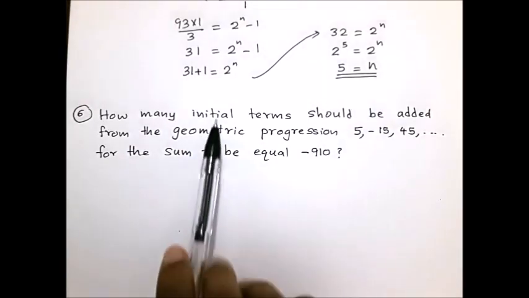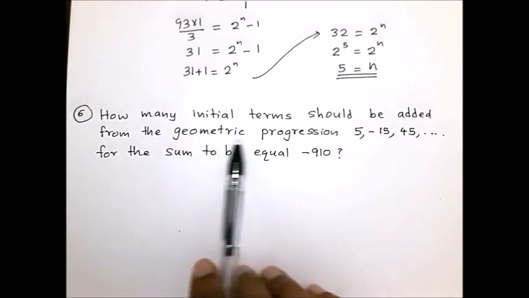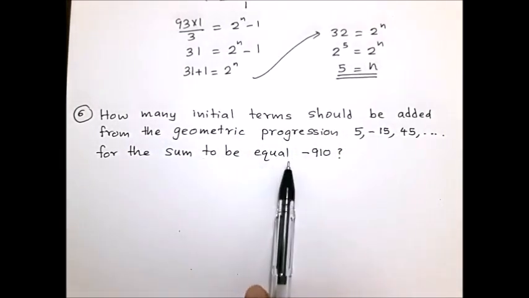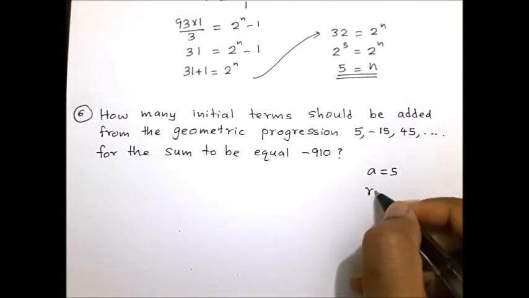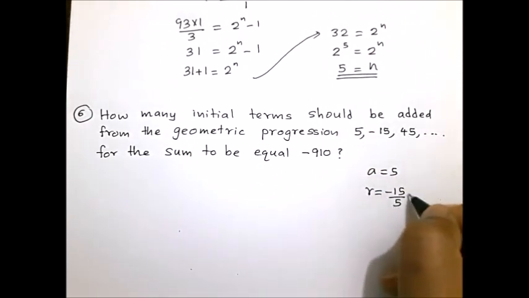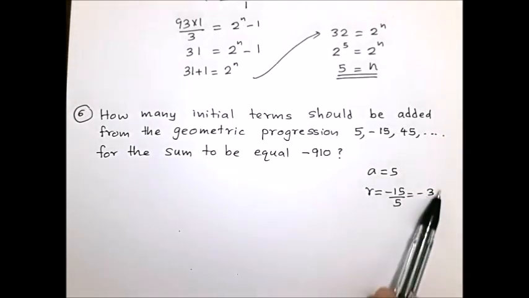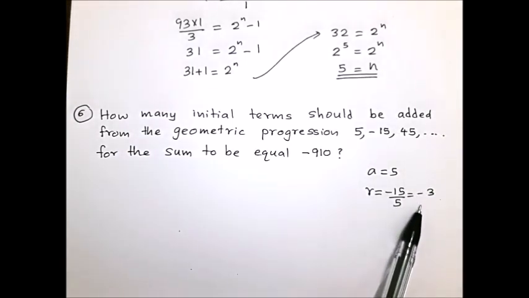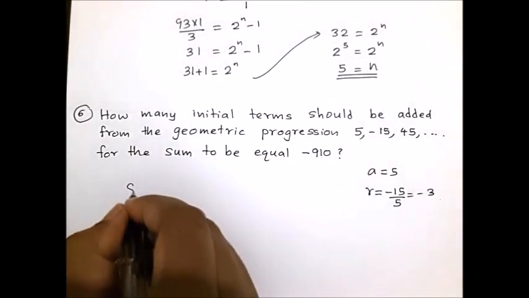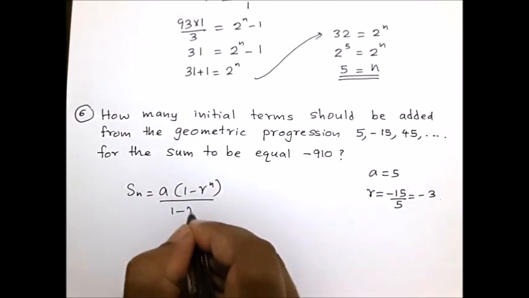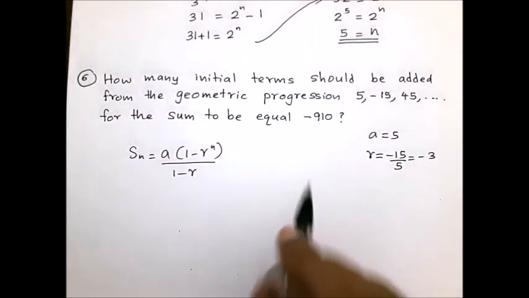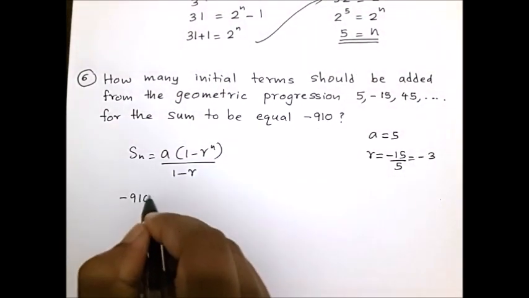Now look at sixth one. How many initial terms should be added for the geometric progression for the sum to be equal to minus 910? First write the first term, it is 5, and the common ratio. Common ratio is minus 3. It is less than 1. So it is easier when you are using the second formula. When r is less than 1, use the second formula: 1 minus r to the power n divided by 1 minus r. Here the sum is given. It is minus 910.